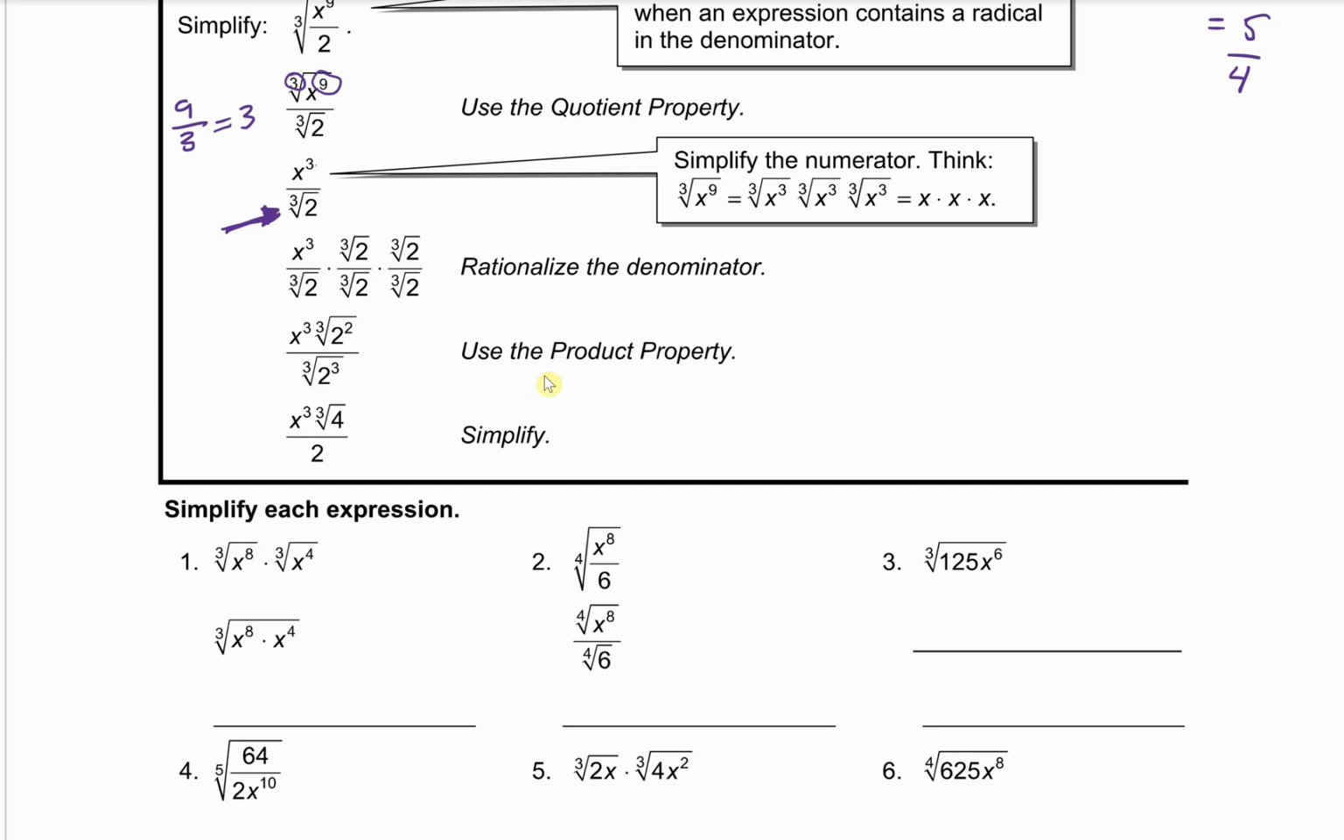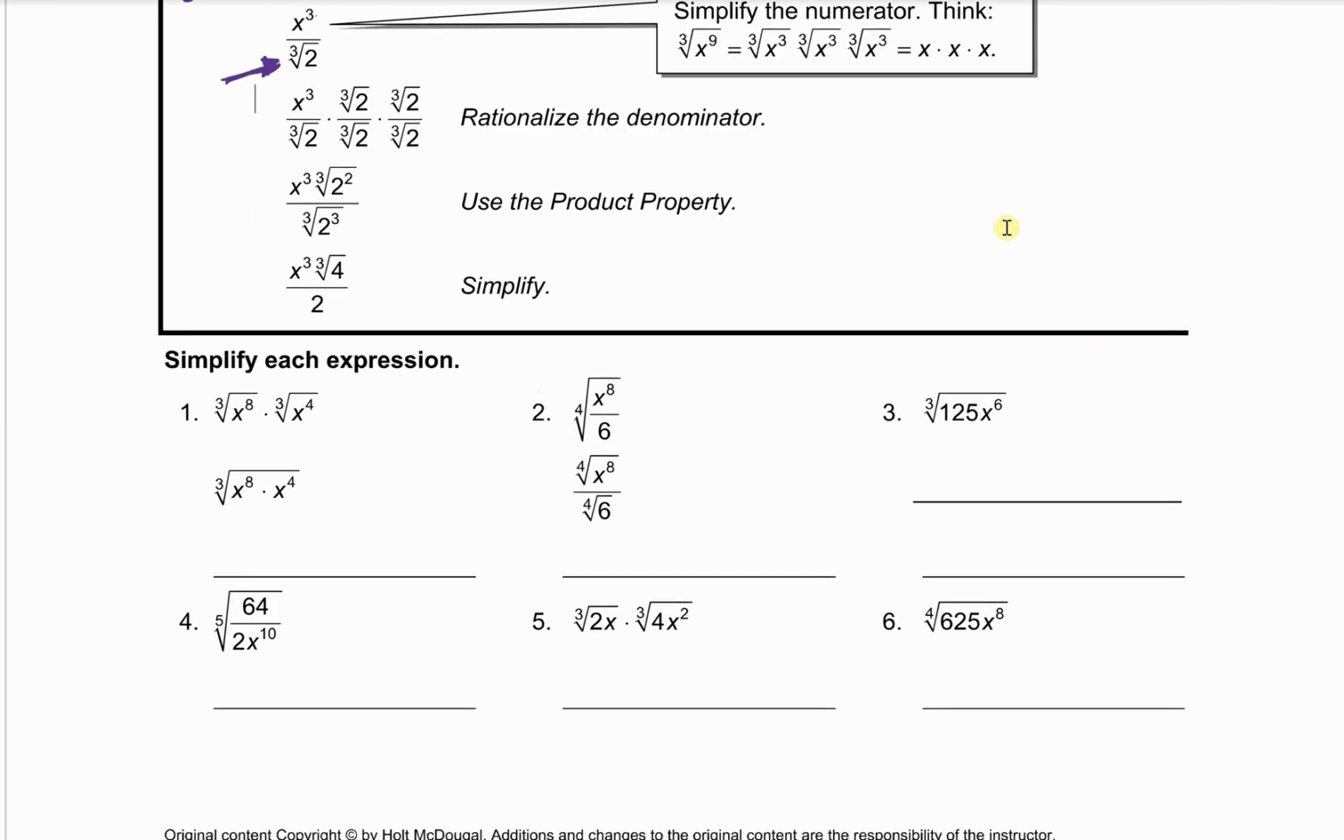For the cube root of 2, we're going to multiply it by 2 more 2's. So I get a 2 cubed, and it'll cancel out, which means up top I get 2 squared. So I get x to the third, cube root of 4, divided by 2. Yeah, it's not fun, but you can do this.